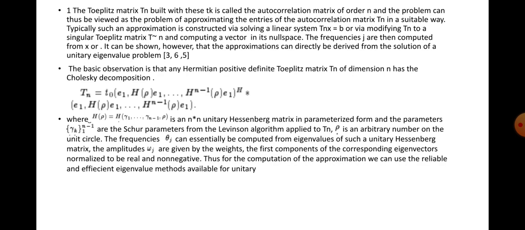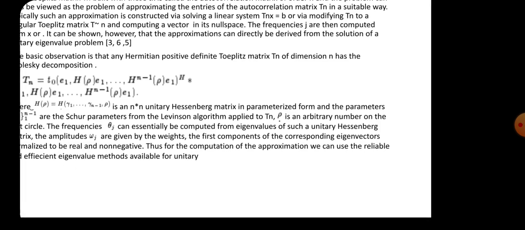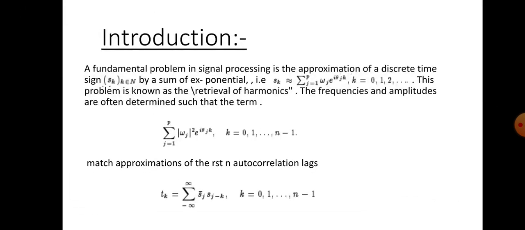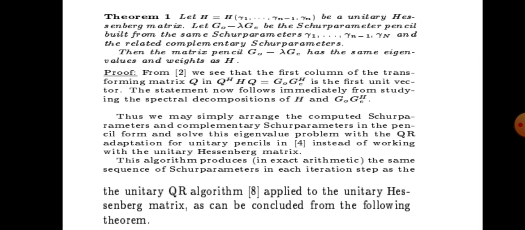The frequencies theta j can essentially be computed from the eigenvalues of such a unitary Heisenberg matrix. The amplitudes omega j are given by the first components of the corresponding eigenvectors, normalized to be real and non-negative. Thus, for the computation of the approximation, we can use the reliable and efficient eigenvalue methods available for unitary matrices. So, let's look into the next slide.